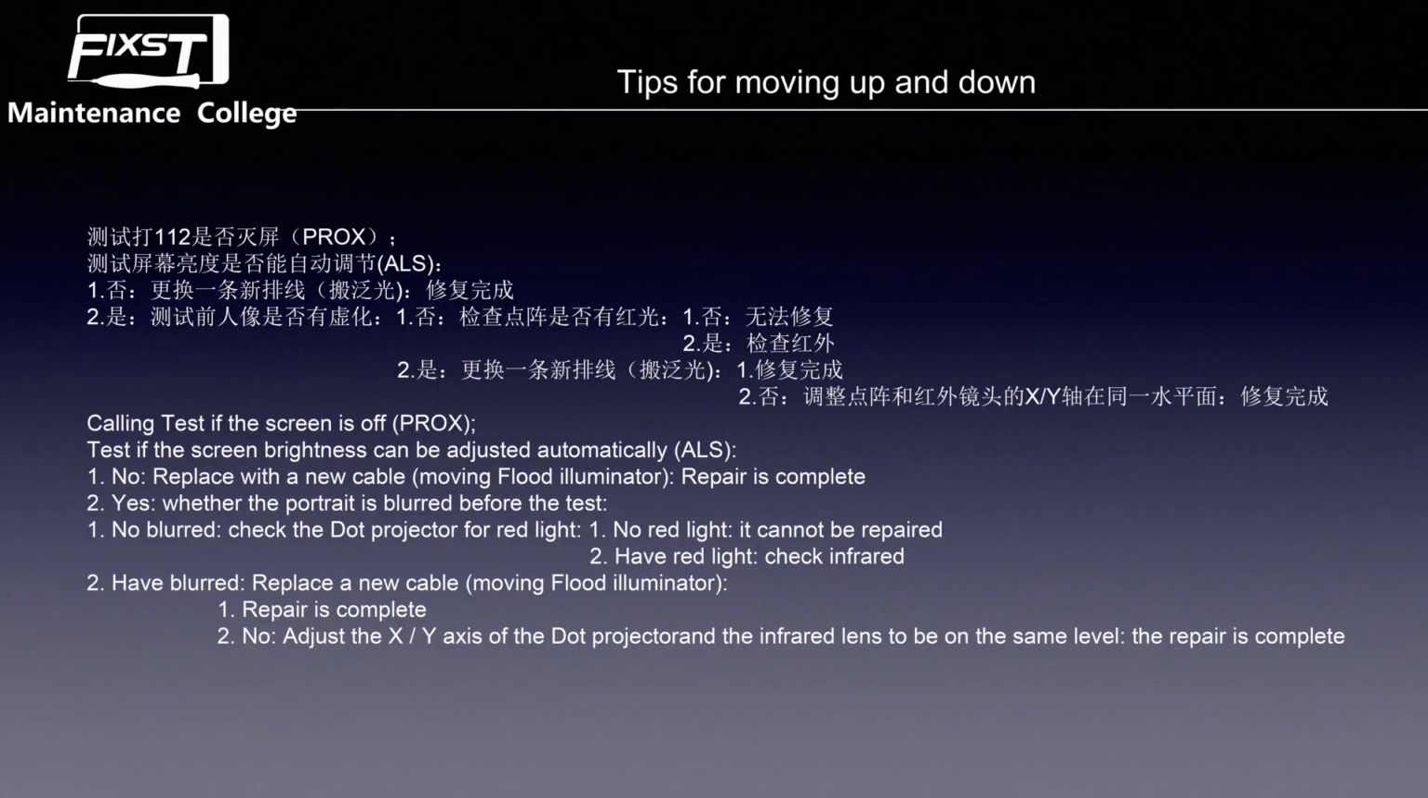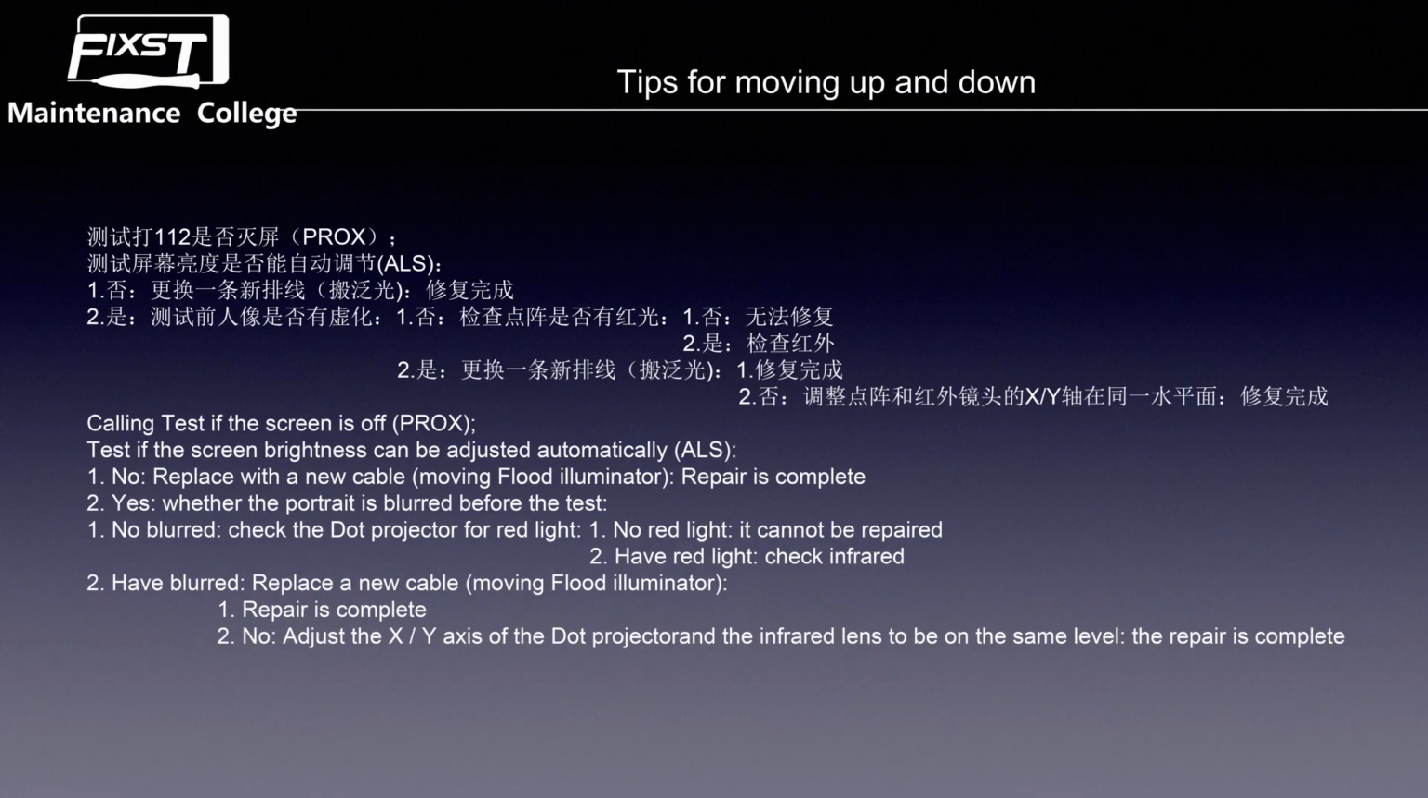The phone prompts you to move up and down. First, we need to make a recording to test if the screen turns off or not. We need to confirm whether the proximity sensor is good or not. After that, we need to test if the screen brightness can be adjusted automatically. This is to test whether the ambient sensor is good or not.